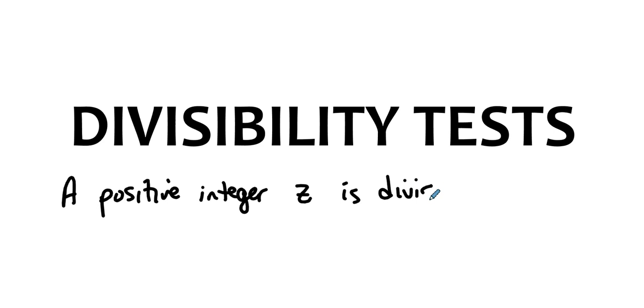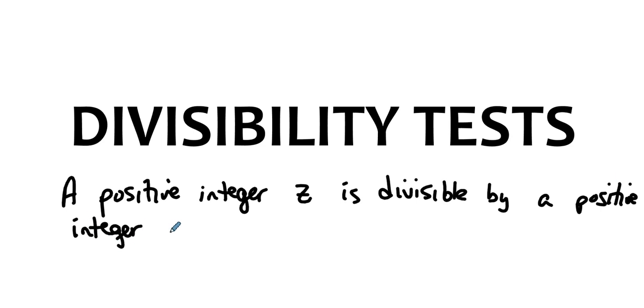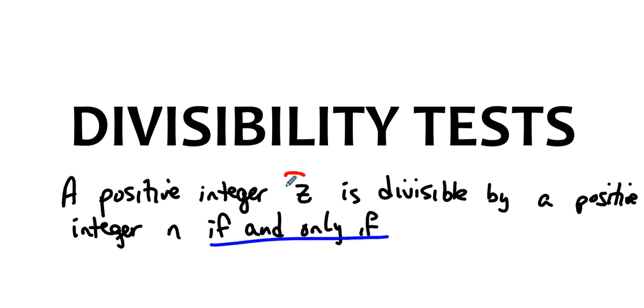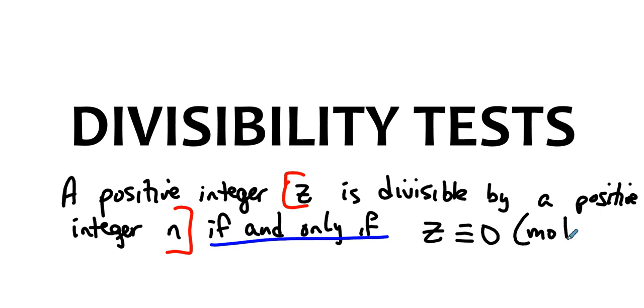The thing I want to establish for us is that a positive integer z is divisible by a positive integer n if and only if, and remember that every time we see these words, we're about to define what it means for z to be divisible by n. That's what we're defining in this moment. If and only if z is equivalent to 0 mod n, and I am deliberately using language you're familiar with from Math 239. If z is equivalent to 0 mod n, we say that z is divisible by n, and vice versa.